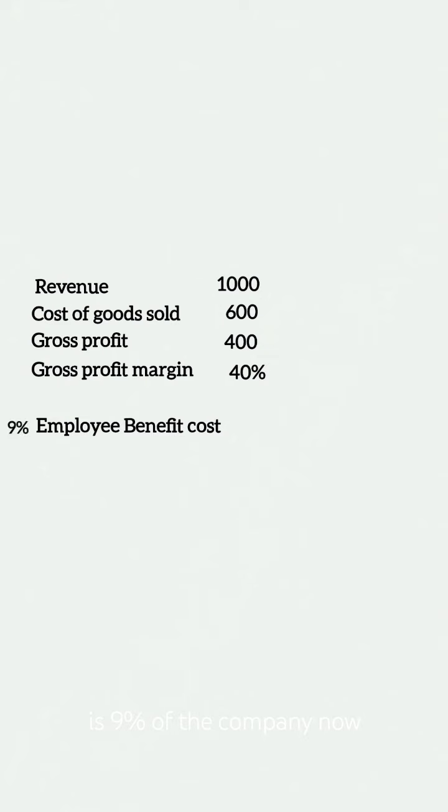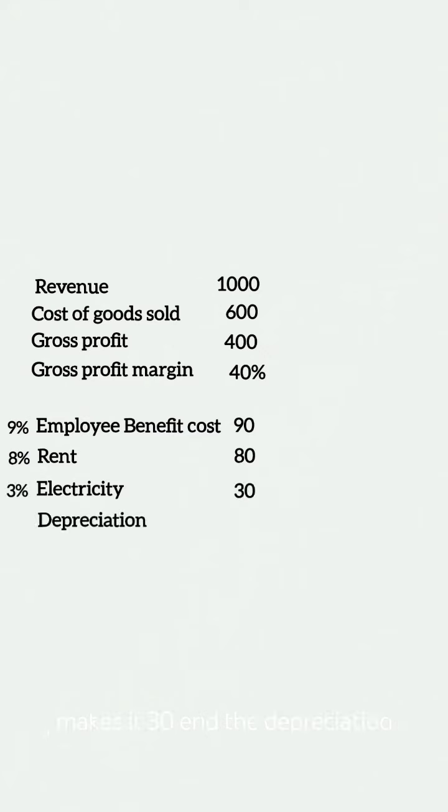9% of the revenue. Now, that is 90. The rental cost of the company was 8%, that is rupees 80. The electricity cost required to run that building or plant machinery, etc., was 3%, which makes it 30. And the depreciation of the company was 5%, which makes it 50. Here the EBIT of the company becomes 150 and the margin of the company is 15%.